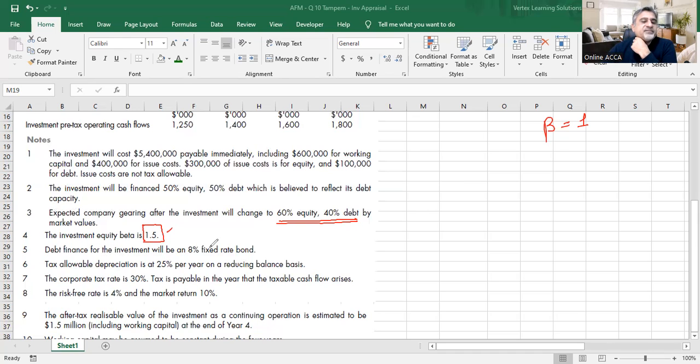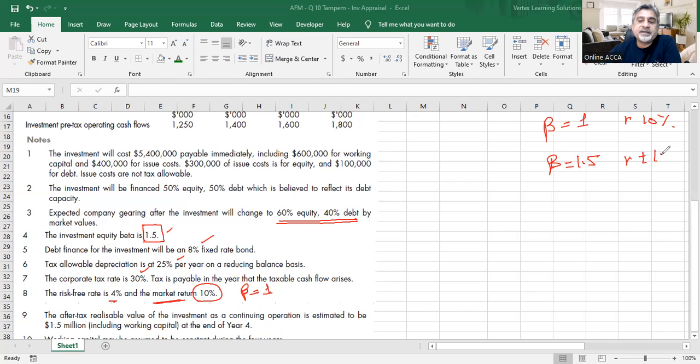Debt finance for the investment will be on an 8% fixed rate bond. Okay. Tax allowable depreciation is 25%, corporate tax is 30%, risk-free rate is 4%, and market return is 10%. This is where I want to relate. See, this is market return, which means an average return. And for that average return, the beta should be 1. Here, beta is always 1. For beta 1, return is 10%. If beta is 1.5, return should be more than 10%.